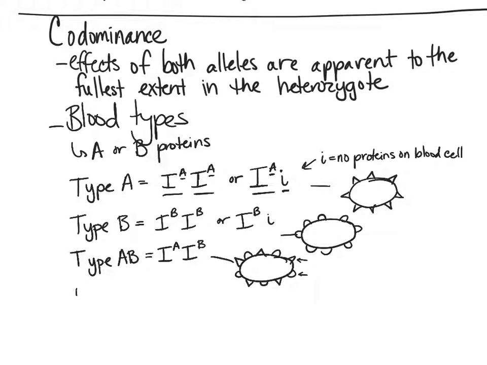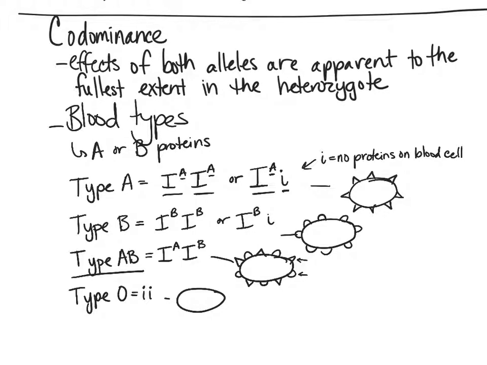But then we also have type O. And type O then is actually just a little i, which then, of course, would be no proteins at all. So it would be a completely clear blood cell here. And then in that case, of course, we would have to get a little i from the mother and a little i from the father in order to have blood type O. So an individual that has one A and one B allele will then have our type AB, and this is where we see the codominance. So neither one is dominant. Instead, they show the full extent of their phenotype in that case.